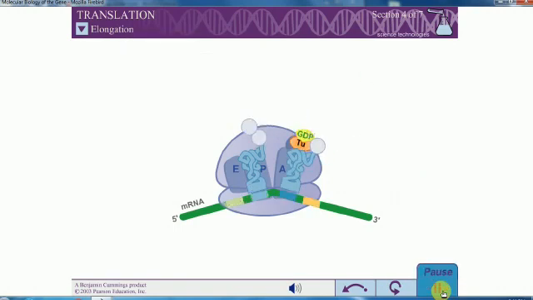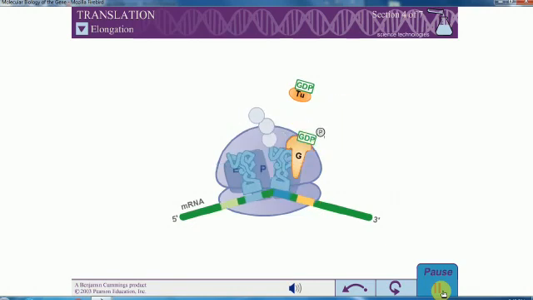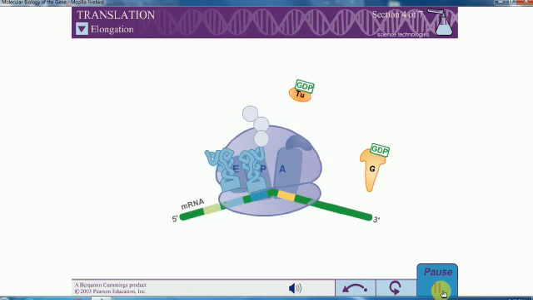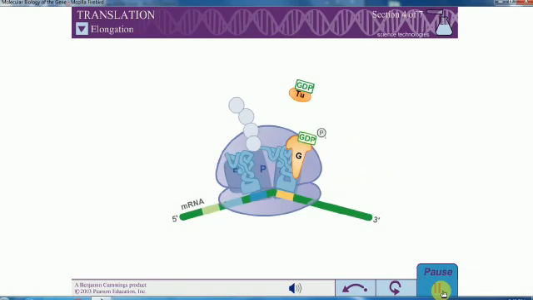The process continues. At each codon, the corresponding aminoacyl tRNA binds in the A site. The growing peptide chain attaches to the amino acid on the tRNA in the A site, and the ribosome translocates, moving the growing protein chain and tRNA into the P site, and freeing up the A site for another round of amino acid addition.